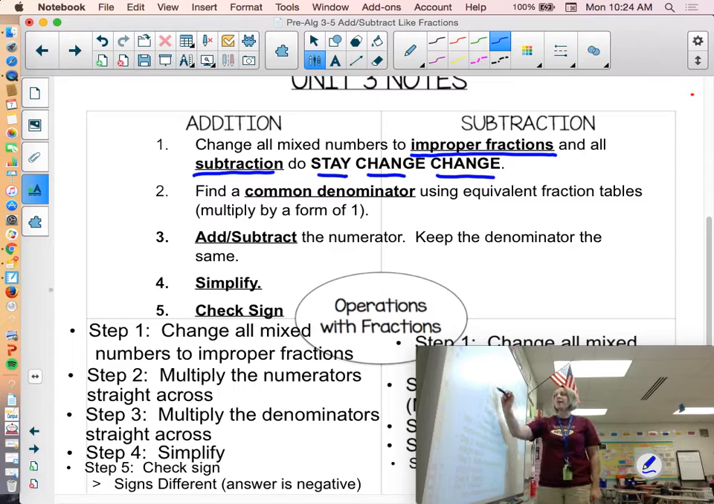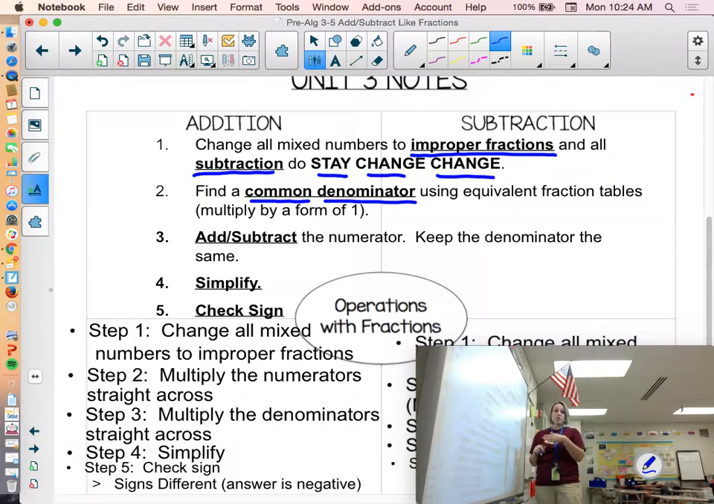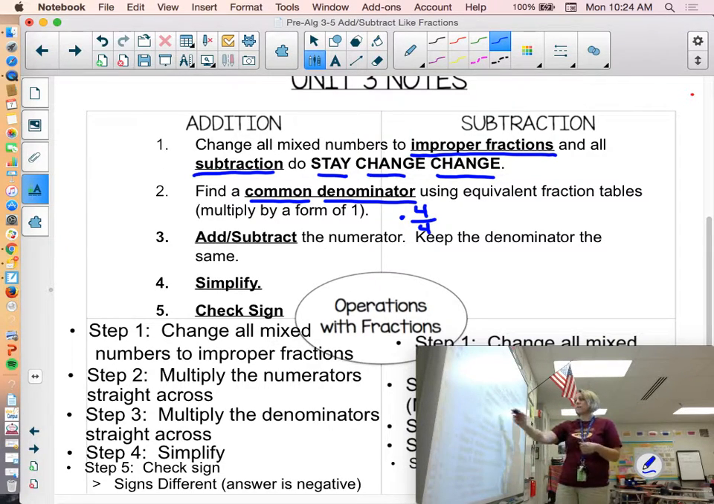We also have to find a common denominator, and that's something we're going to do tomorrow. But for today, still write it in your packet and make sure you remember that we multiply by a form of 1. That's like 4 over 4. Then we add or subtract the numerators, and that's depending on if they're the same signs, you add and keep. If they're different signs, subtract. And if you want to write that down, you totally could right here.